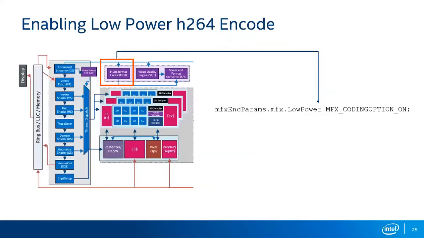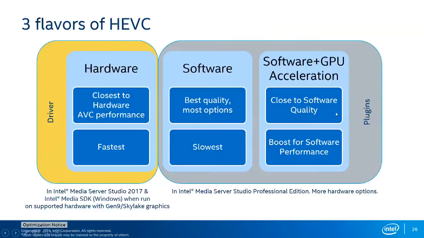Just wanted to point out again that setting those parameters is often quite trivial. For example, to enable this new low power fully fixed function H.264 encode, all you have to do is set this low power mode to on. So that's it.